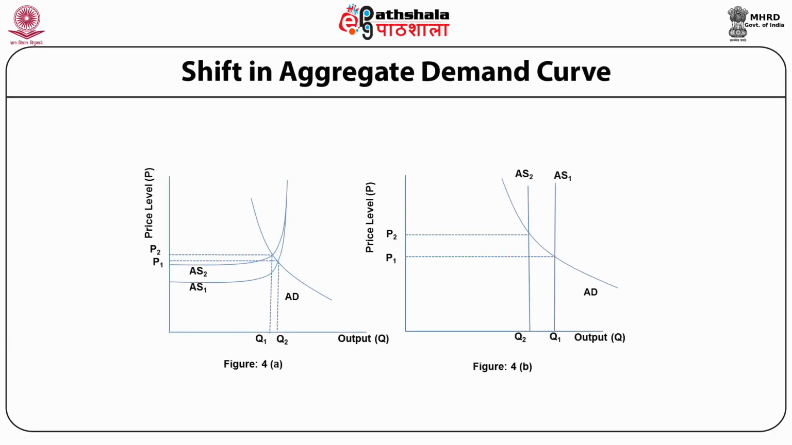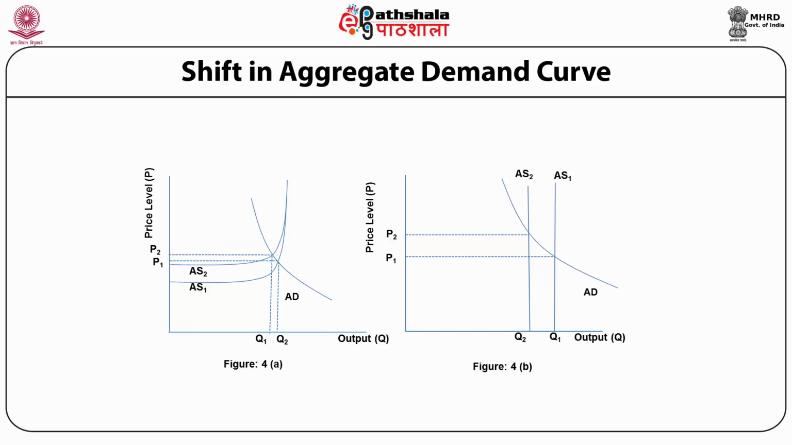A shift in the aggregate supply curve may also lead to increase in price level. The shift in the aggregate supply curve may be the result of increase in cost of production due to rise in wage rates or supply shock. These factors shift the aggregate supply curve upwards and towards the left. These factors may shift the aggregate supply curve with no change in the vertical portion of the curve, as shown in figure 4a. This shift increases the price level in the economy.